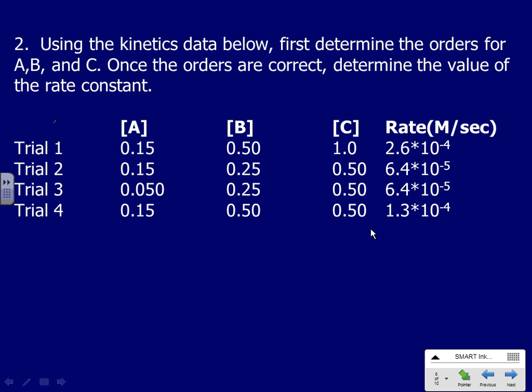And again, the data is not complicated. Look at all these concentrations. They're fabulously perfect. Same with the rates. They're chosen to be mathematically perfect. This is the type of thing that you use to just practice.